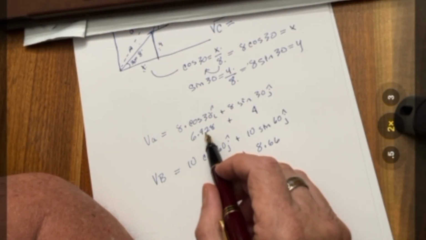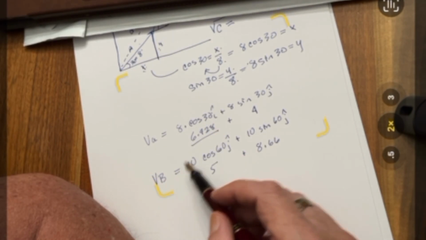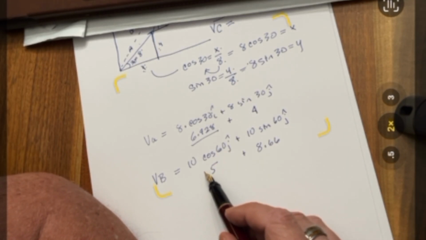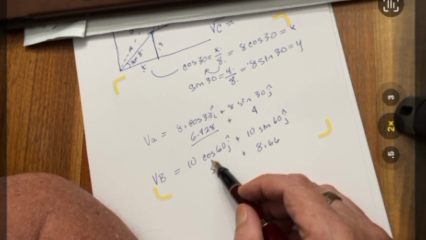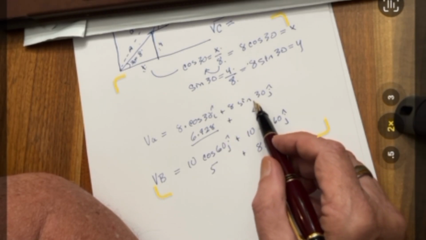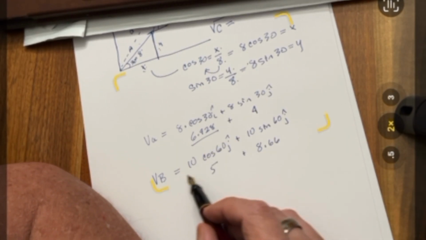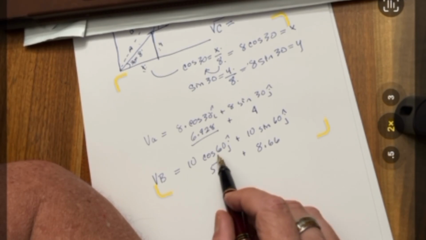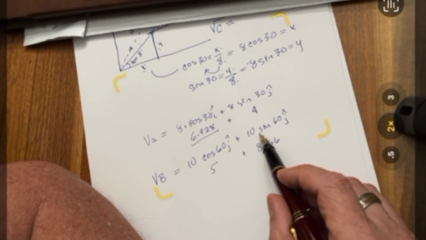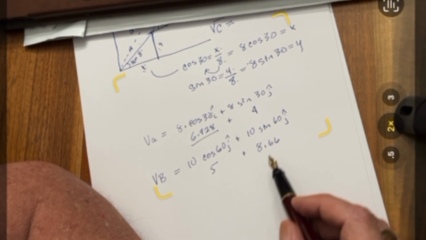Okay, so I've put the values in here. 8 times the cosine of 30 is 6.928. 8 times the sine of 30 is 4. Notice that the complementary angle, 30 plus 60 is 90, right? So the sine of 30 degrees is the cosine of 60 degrees. So the cosine of 60 degrees is 0.5 times 10 is 5. And 10 times the sine of 60 degrees is 8.66.